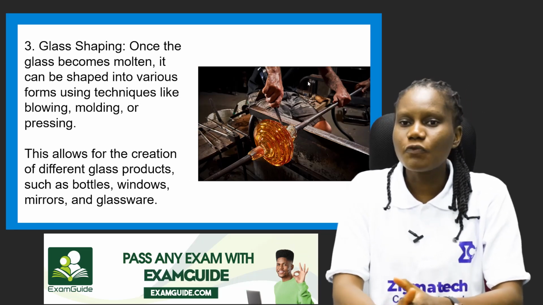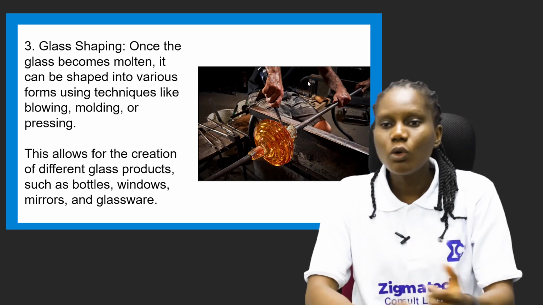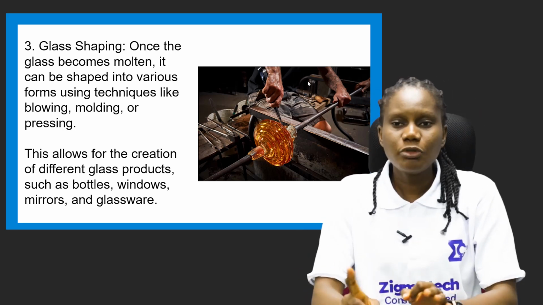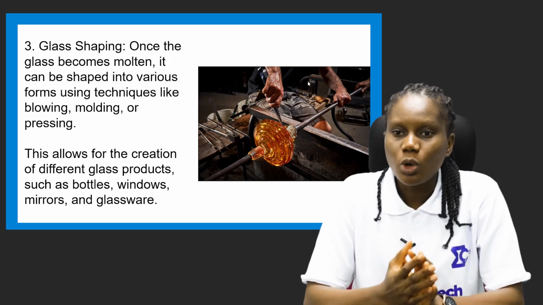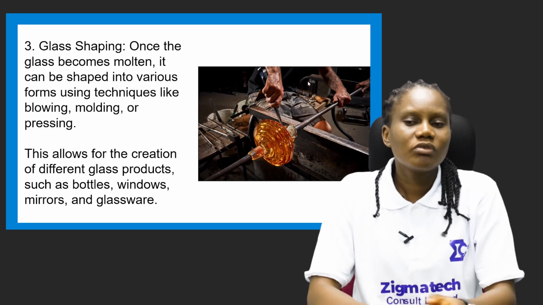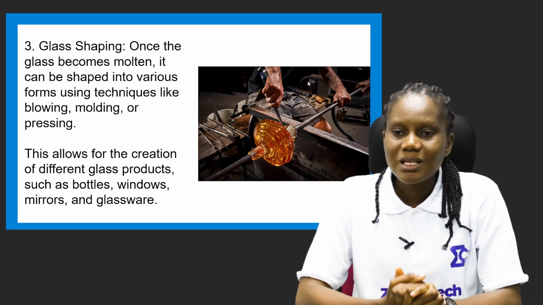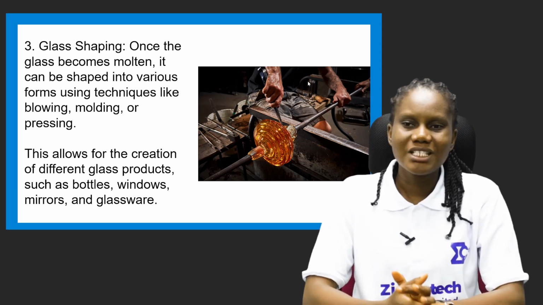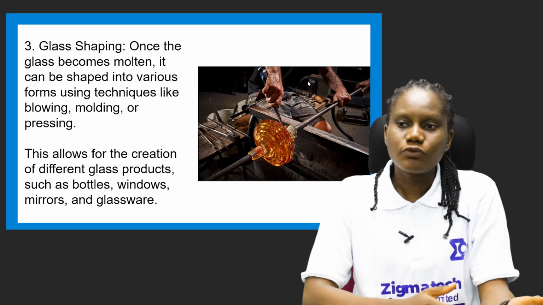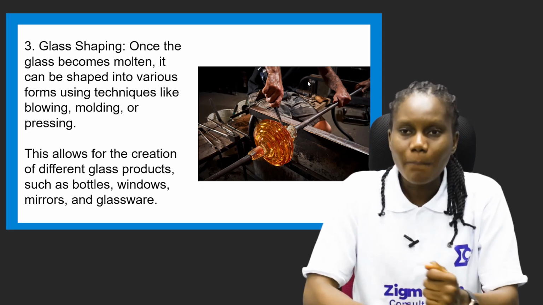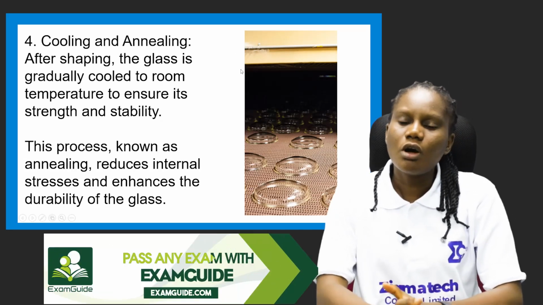You shape your glass to the form you want it. We have techniques of shaping it: the blowing technique, the molding technique, and the pressing technique. On the picture there, we have the blowing technique to shape the glass into the various shapes you want it to come out in. This allows for the creation of different glass products such as bottles, windows, mirrors, glassware, and any glass products you can think of. These are the procedures it takes: you extract it, then you form it into a molten form, and you shape it into whatever you want it to come out as.